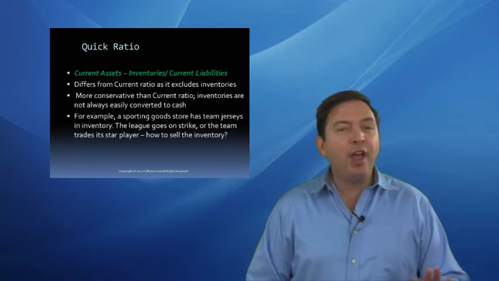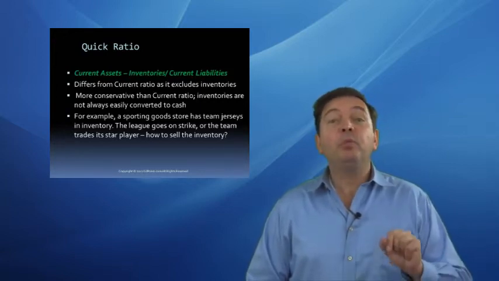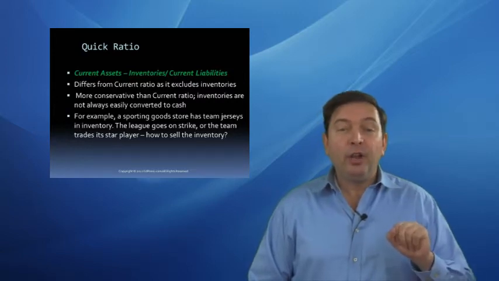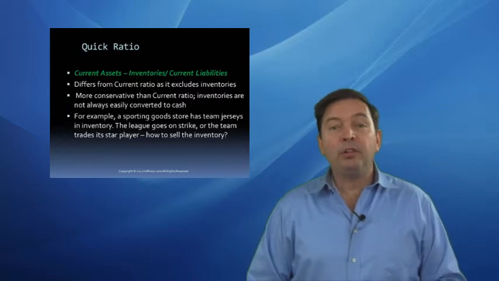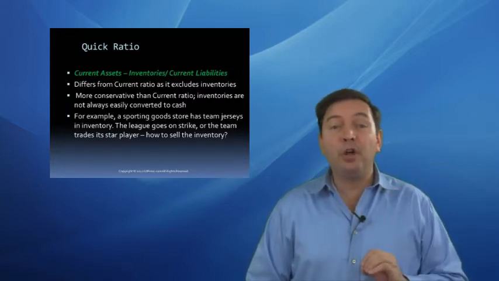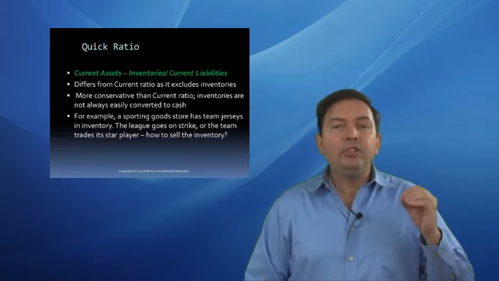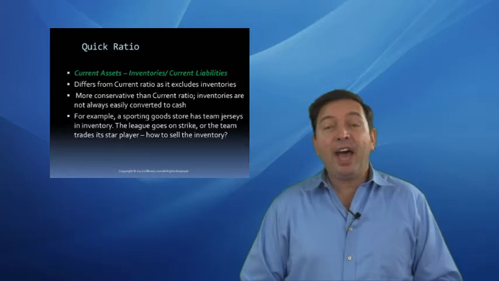One last concept here is the quick ratio. Quick ratio is very similar to current ratio, except we remove inventories. So it's current assets minus inventories over current liabilities. So really, this makes it a little bit more of a conservative number. Why? Because inventories are not always easily convertible to cash.